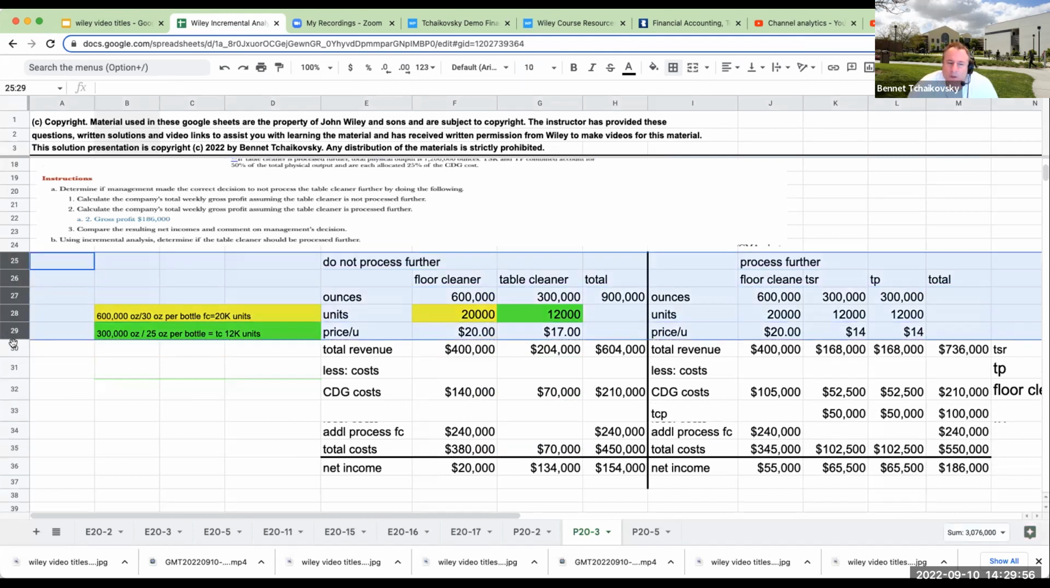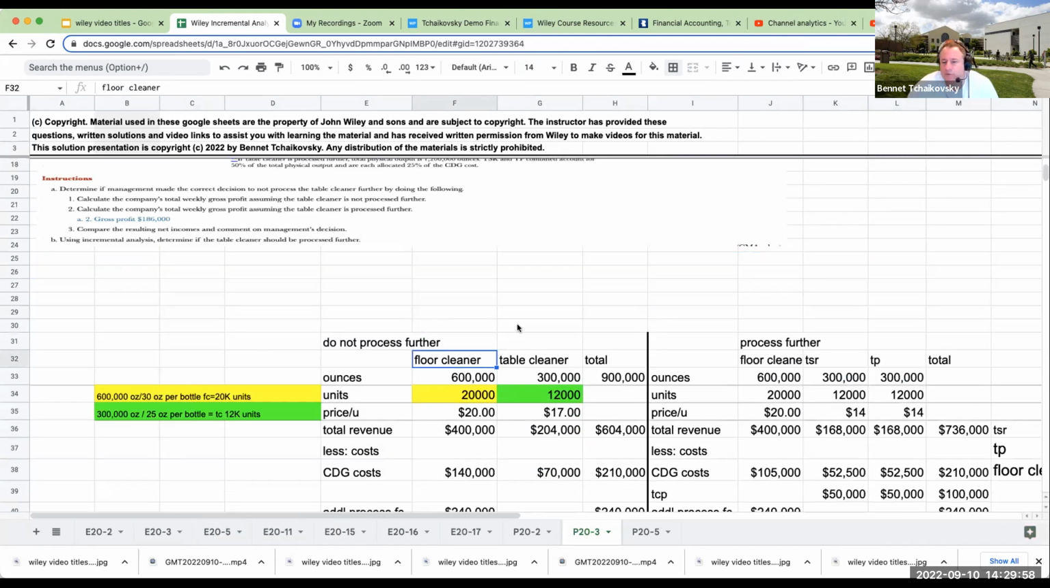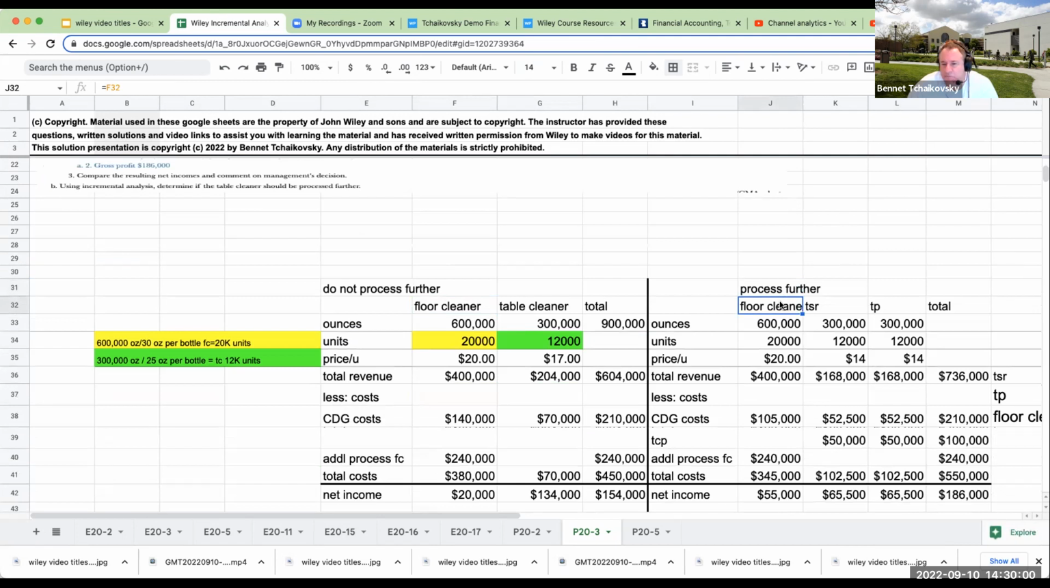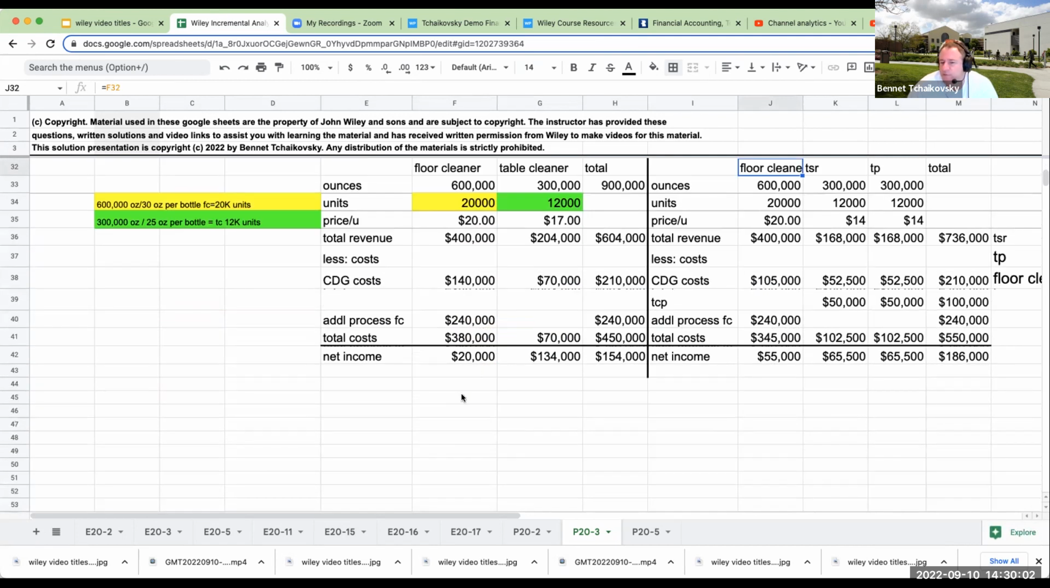Okay. So now what we're going to go through and do is that we're basically over here, we've got processing further. So where does that leave us? Well, without processing further, I'm at 154. If we process further, I'm going to be at 186. So my improvement is going to be 32,000.